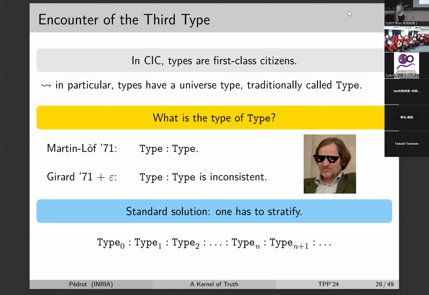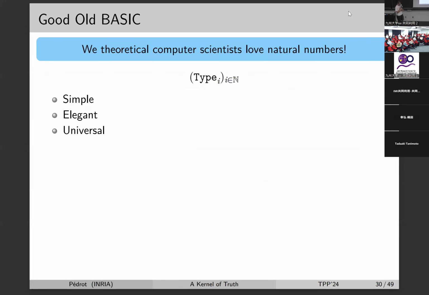So you say, oh no, it's not just Type, it's Type with a natural number. So Type 0 has type Type 1, which has type Type 2, blah, blah, blah, up to infinity. I'm not saying anything deep here. It's a very well-known solution. So we are computer scientists, I am a computer scientist at least, and we love natural numbers. They have a lot of nice properties, like a universal property of being the first infinite set or something. It's the paradise of natural numbers: simple, elegant, universal.